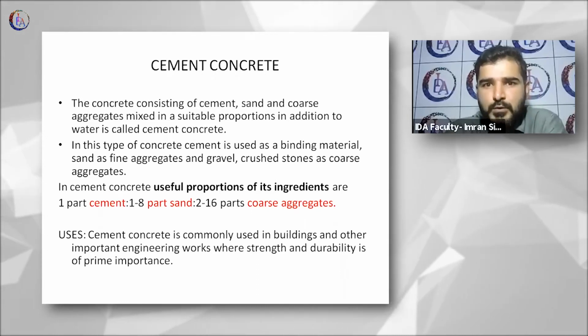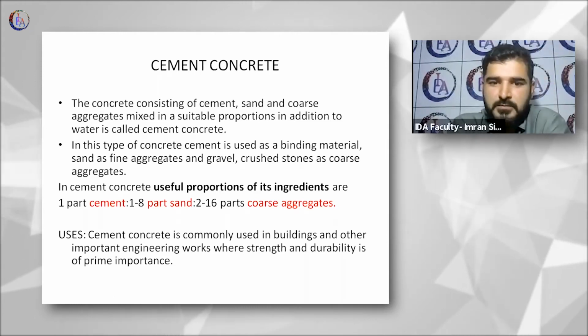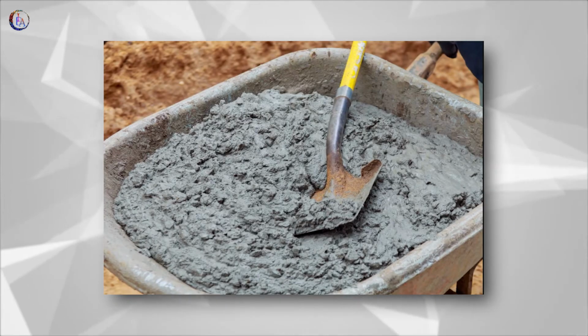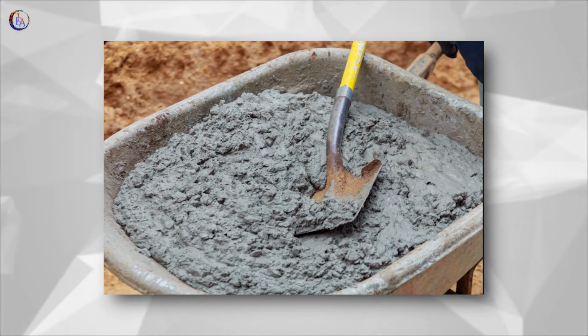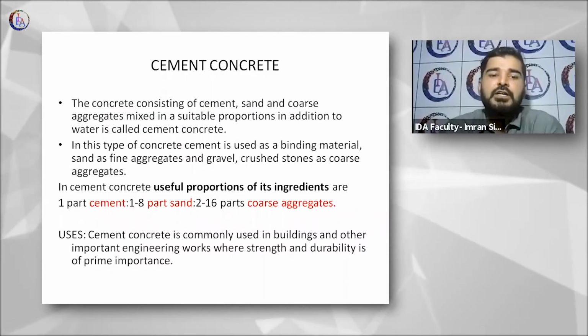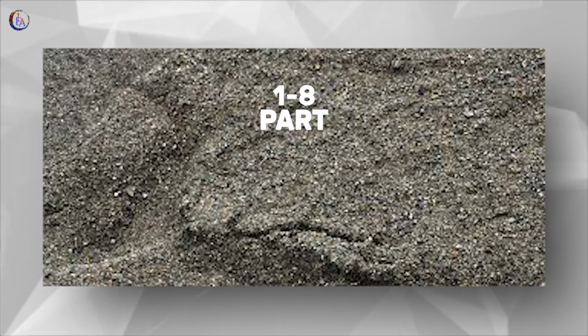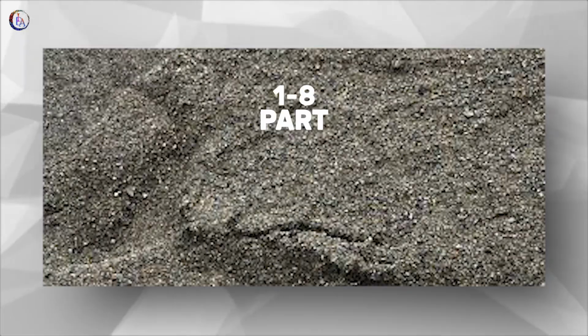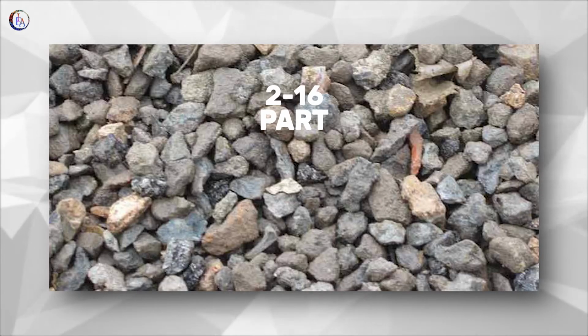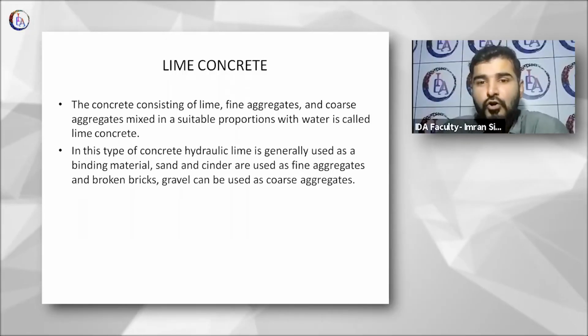When it is mixed with water, it is called cement concrete. So cement concrete is made of cement and other aggregates, which form a mix of pourable material with which concrete is made. Generally, cement is mixed 1 part to 8 parts of sand, fine sand, and then the rest 3 to 16 parts of aggregates, depending on how strong you want your concrete to be.